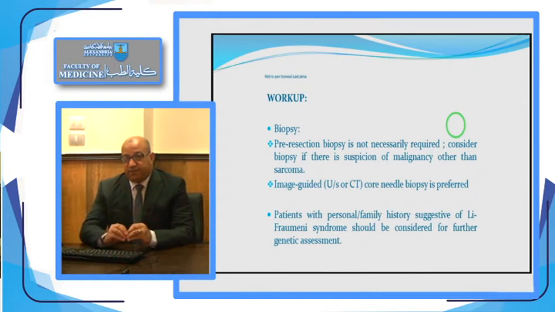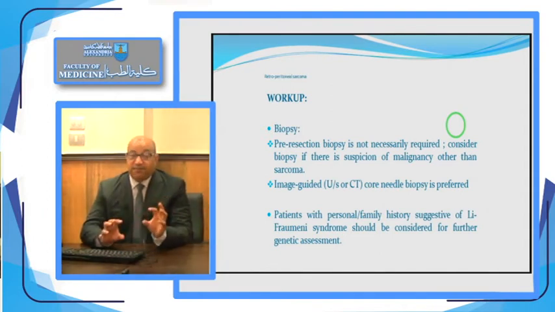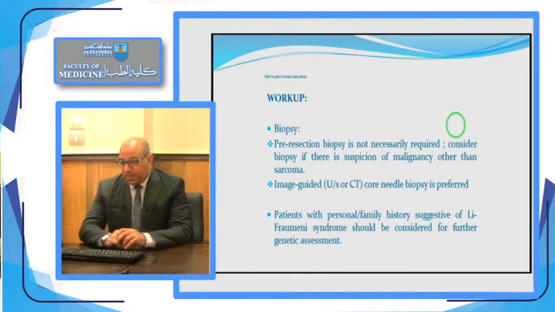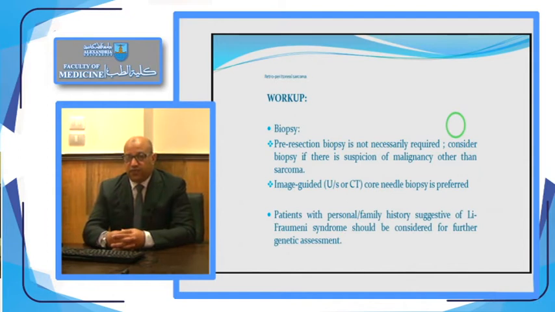Sometimes if we take a biopsy, we find that the patient has a well-differentiated tumor, but we missed a poorly differentiated area. For patients with a personal or family history suggesting genetic disorders like Li-Fraumeni or Gardner, we have to do a genetic assessment and genetic counseling for the other members of the family.